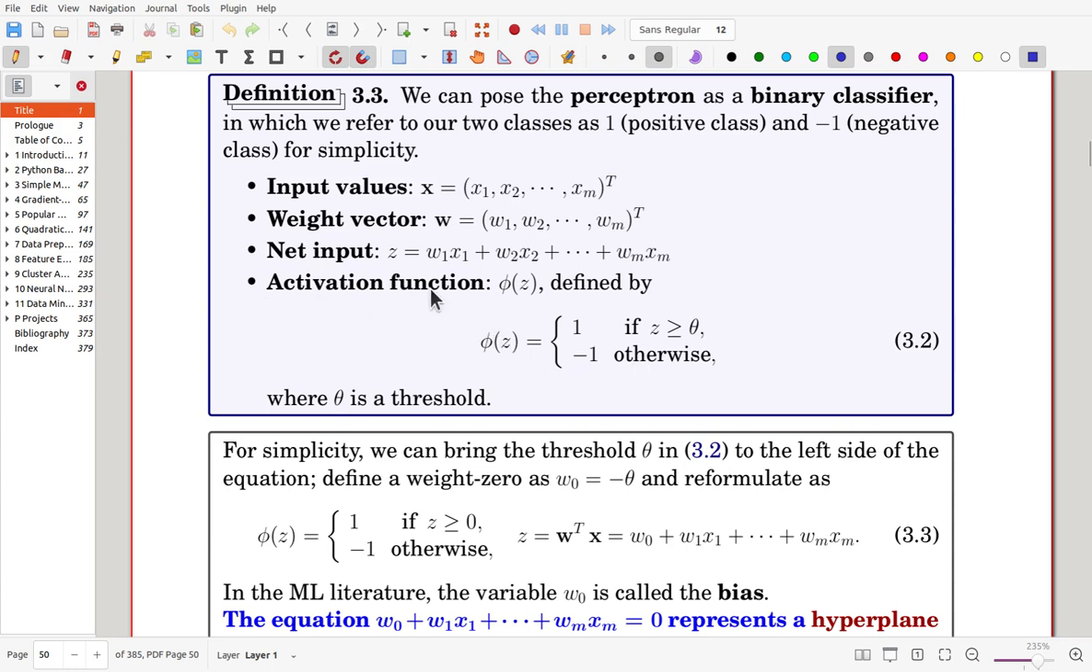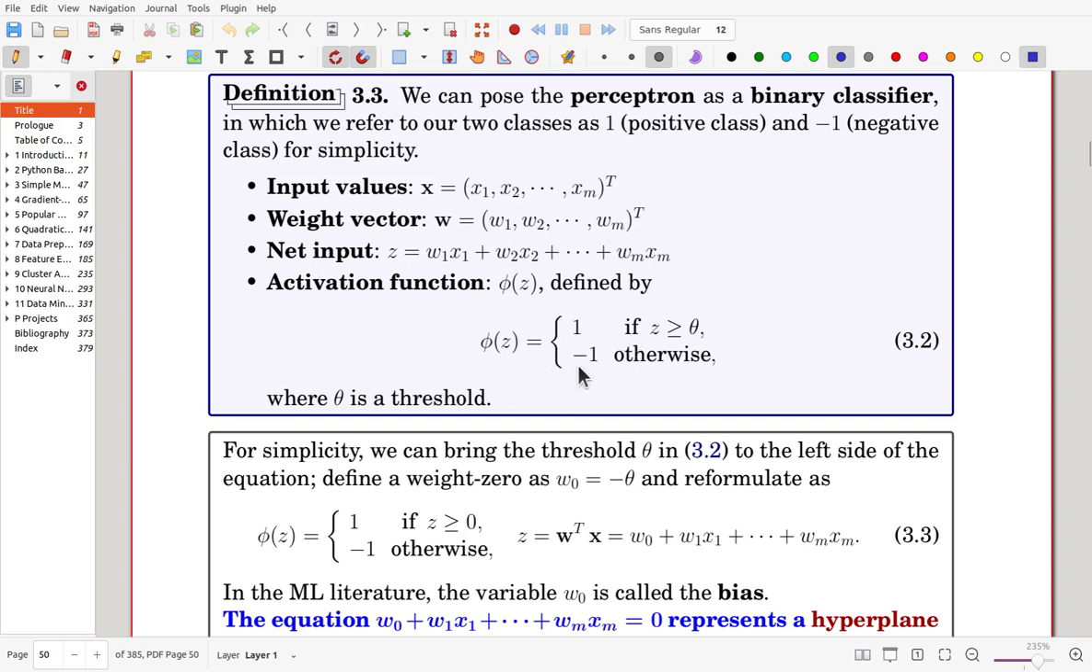Now, the activation function is defined in this way with a threshold. If the net input is larger than or equal to theta, then the value is 1, otherwise -1. This is a formal definition of the perceptron.